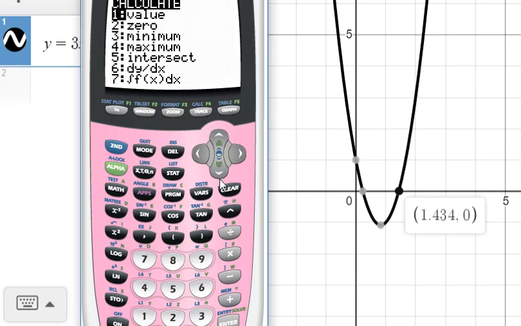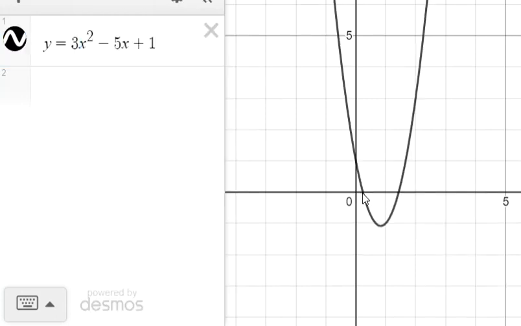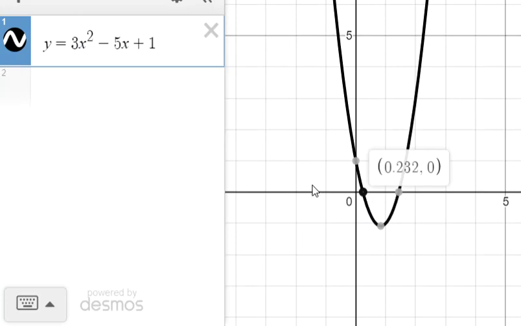I can repeat the steps to find the other one. Second trace, 0. Then I'm going to go to the left, to the left, to the left. Every single cursor is going to go to the left. And then a little bit to the right of it, which happens to be below in this case. One more time for good luck. 0.232. Again, Desmos is much faster, but it's important to know both skills.